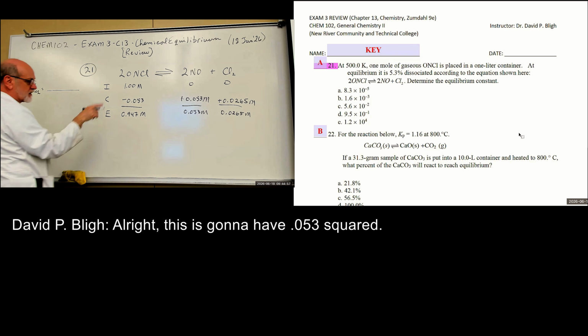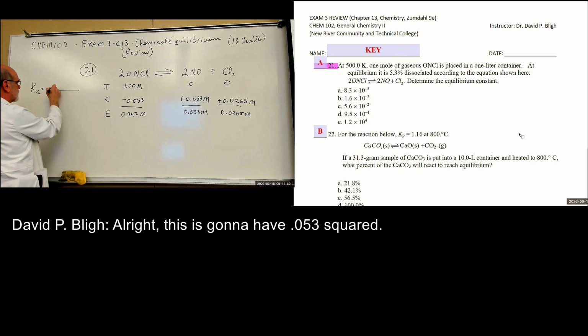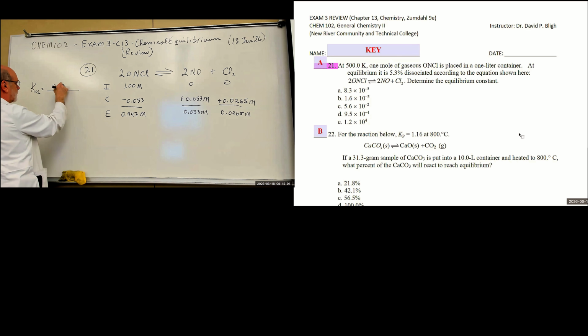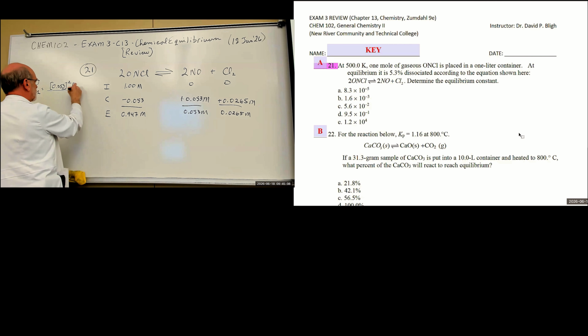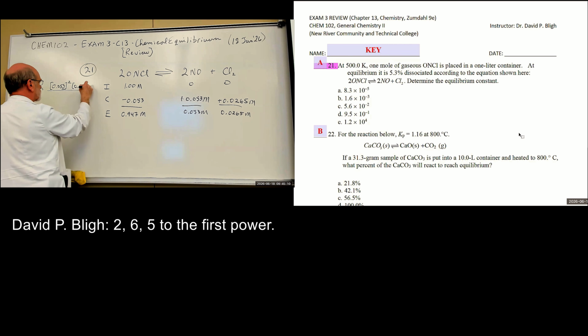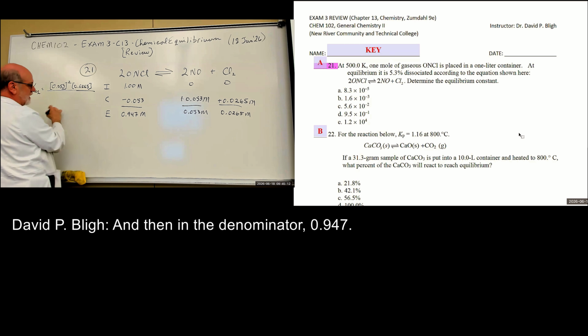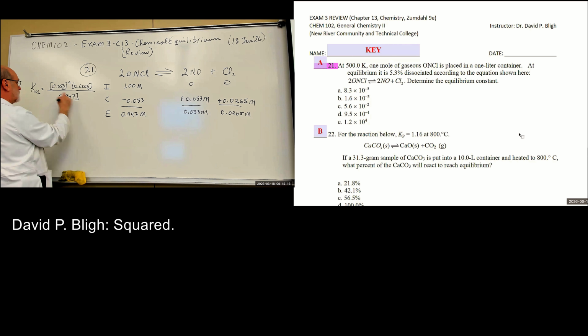All right, this is going to have 0.053 squared times 0.0265 to the first power. And then in the denominator, 0.947 squared.